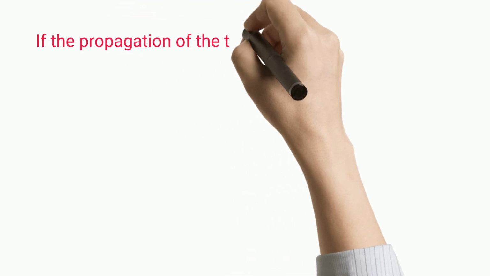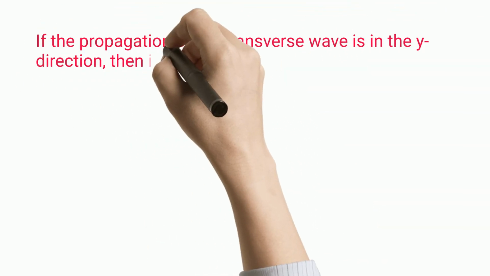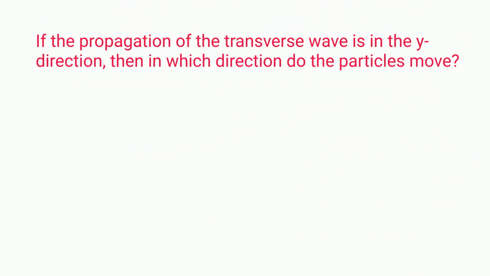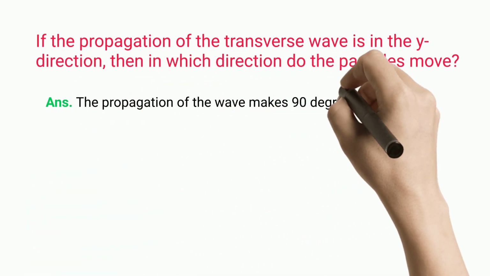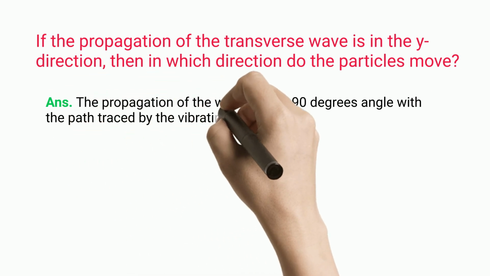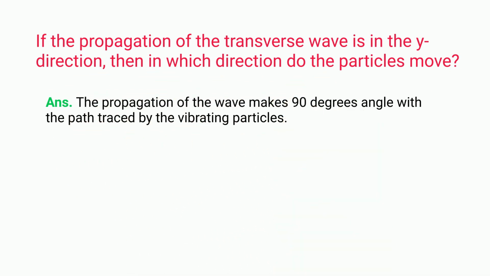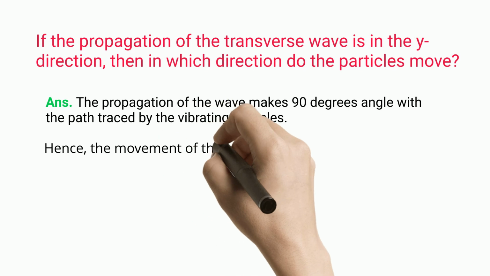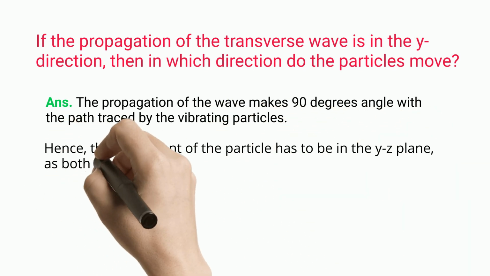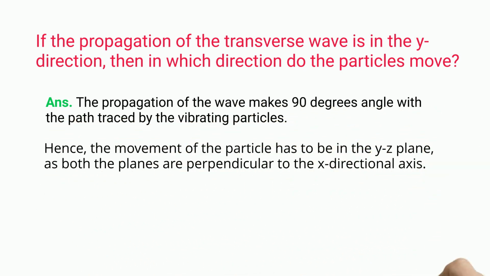If the propagation of the transverse wave is in the x direction, then in which direction do the particles move? The propagation of the wave makes a 90 degree angle with the path traced by the vibrating particles. Hence, the movement of the particle has to be in the YZ plane, as both the planes are perpendicular to the x directional axis.